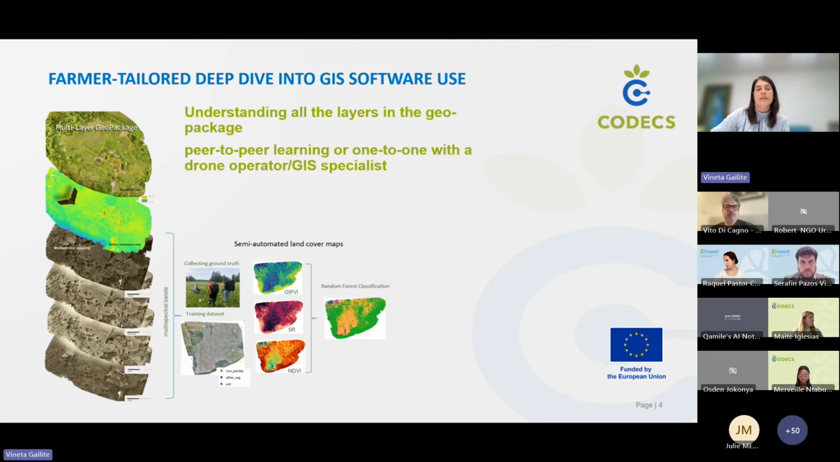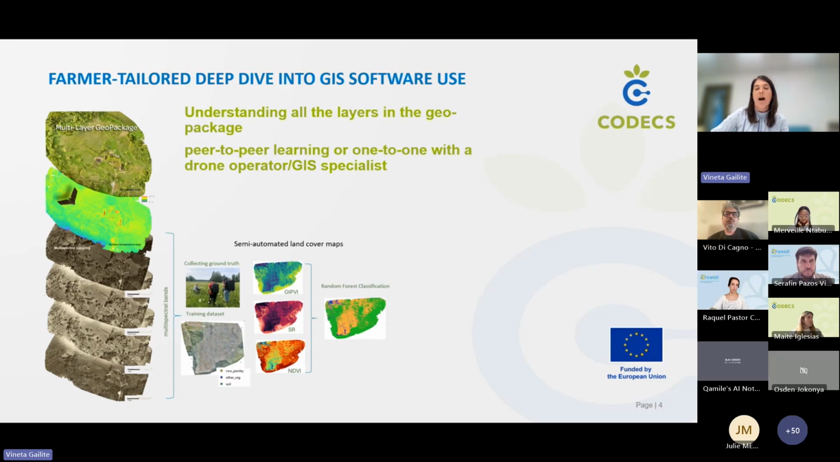It's different types of digital maps. We create not just maps, but also semi-automated land cover maps, where we train the algorithms to recognize specific species in the grasslands and help farmers to identify species which they need to remove or to facilitate this restoration, which means actually just increasing the biodiversity in the grasslands.